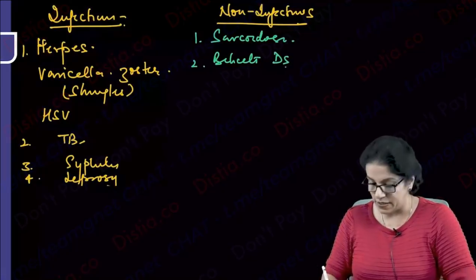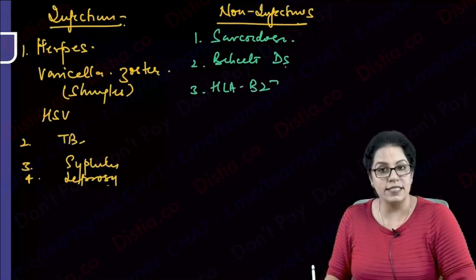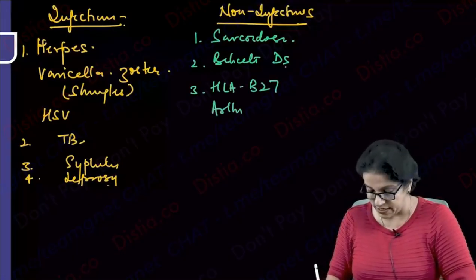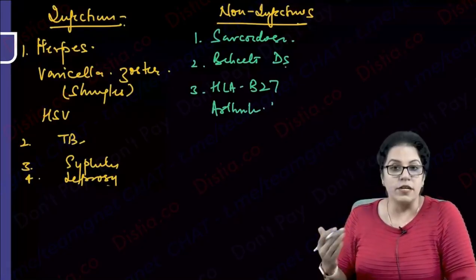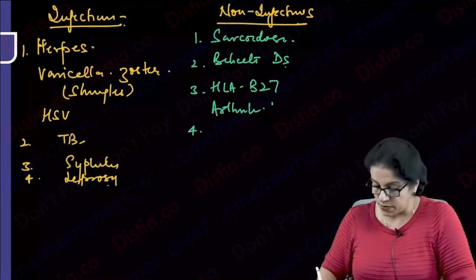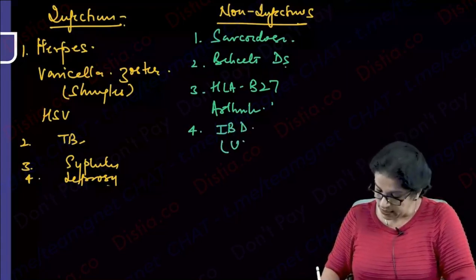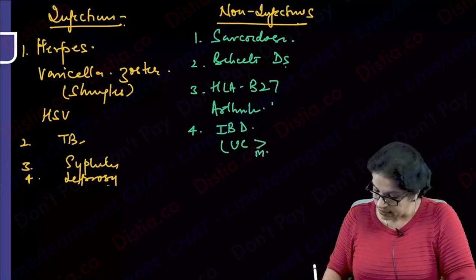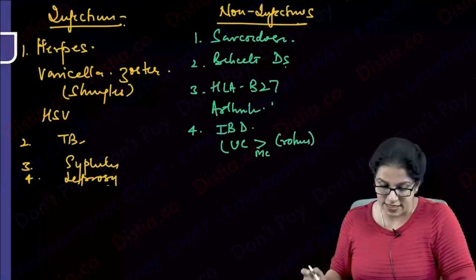Of course, HLA B27 associated arthritis. We are going to take these in detail as well, okay? We are just listing it here. So these can be some of the important ones. And then of course inflammatory bowel disease, Crohn's disease, ulcerative colitis. So write down inflammatory bowel disease. Ulcerative colitis is more common than Crohn's. Keep this in mind: when we talk about uveitis, it is more a feature of ulcerative colitis.